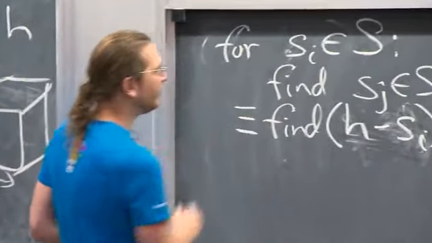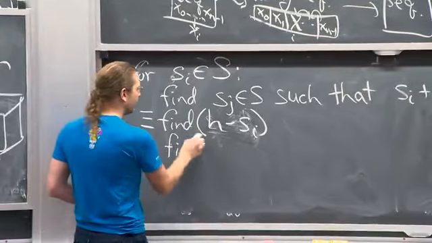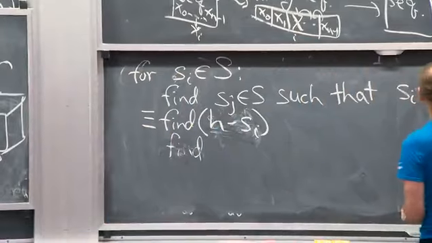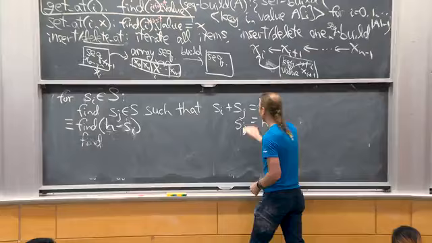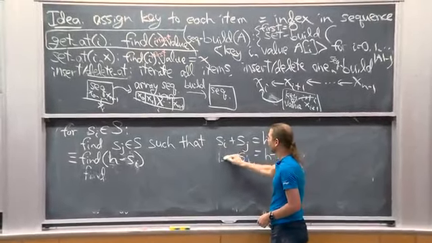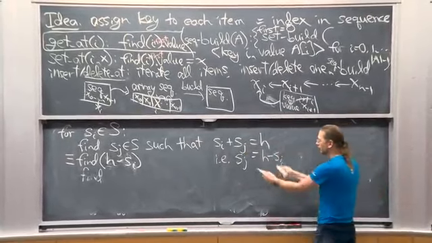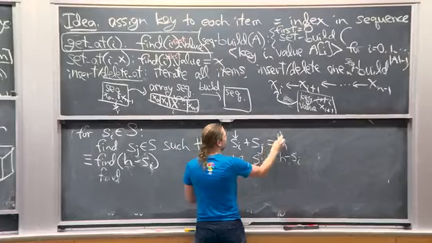So the claim is this. Why? Because what we want to do is find, well, okay. Let's see what it says over here. So if we do h minus Si equals Sj, right? So these are equivalent statements just by moving the Si over. And this is a query we can do. So let's remember, these are things we know.